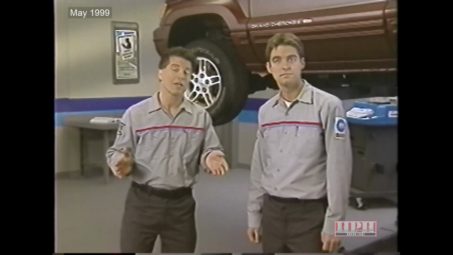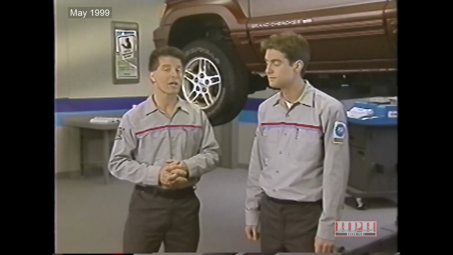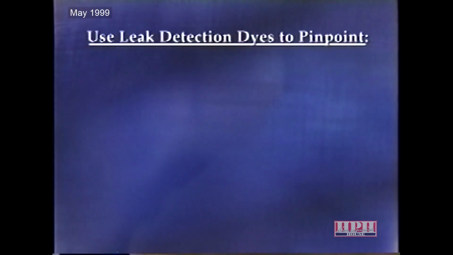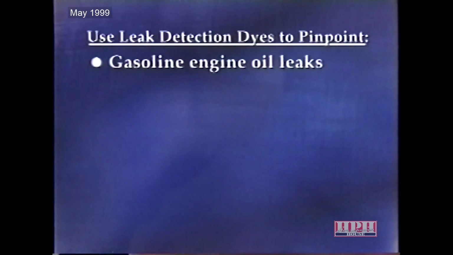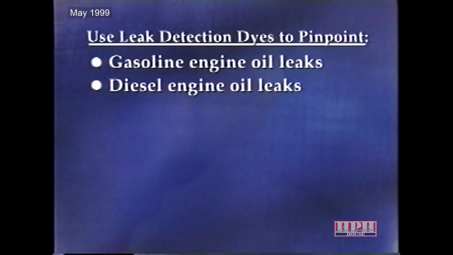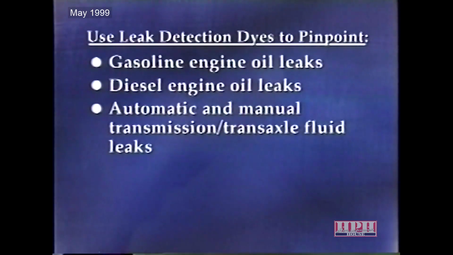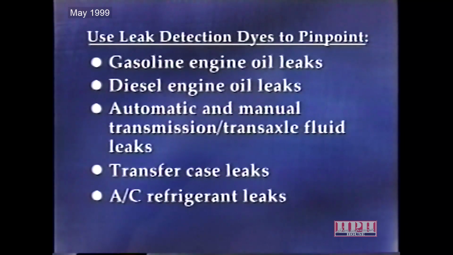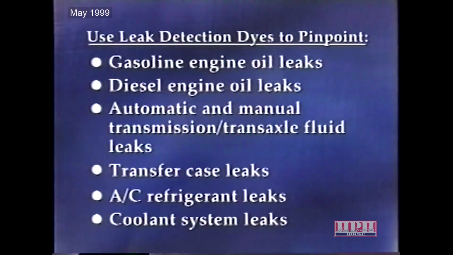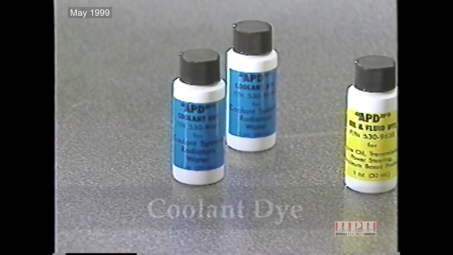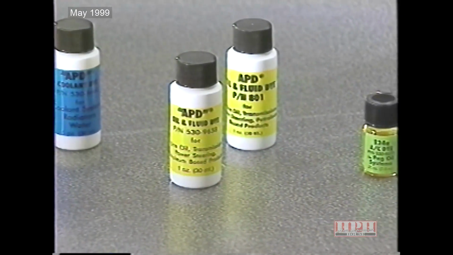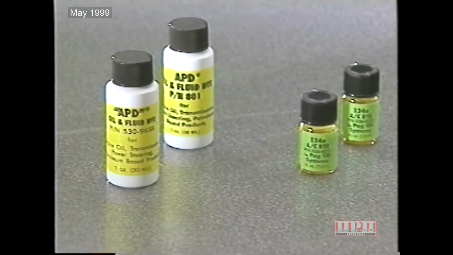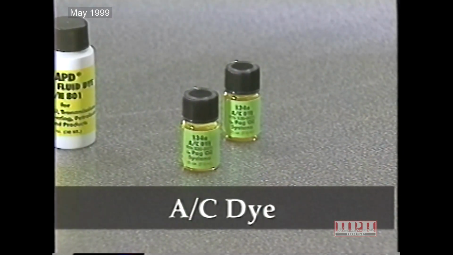As I mentioned earlier, there is a dye test that can be performed to help locate leaks that are difficult to diagnose. Leak detection dyes can be used to pinpoint gasoline engine oil leaks, diesel engine oil leaks, automatic and manual transmission and transaxle fluid leaks, transfer case leaks, AC refrigerant leaks, and coolant system leaks. A number of approved leak detection dyes are available through Mopar Parts, Pentastar Service Equipment, and SPX Miller Special Tools. Just be sure you choose the correct dye for the leak you're checking for.